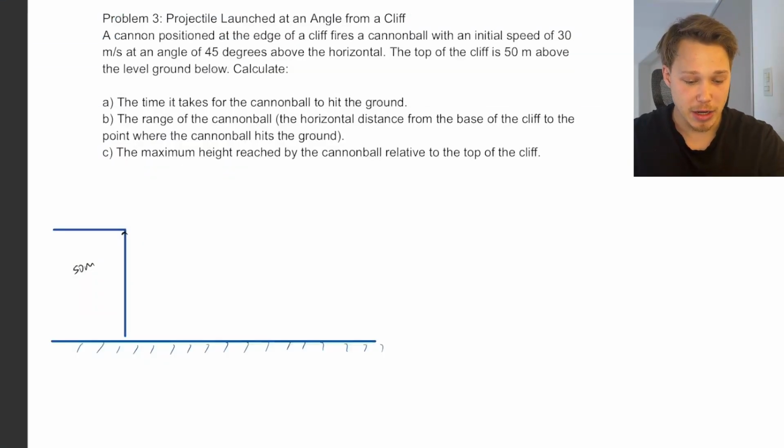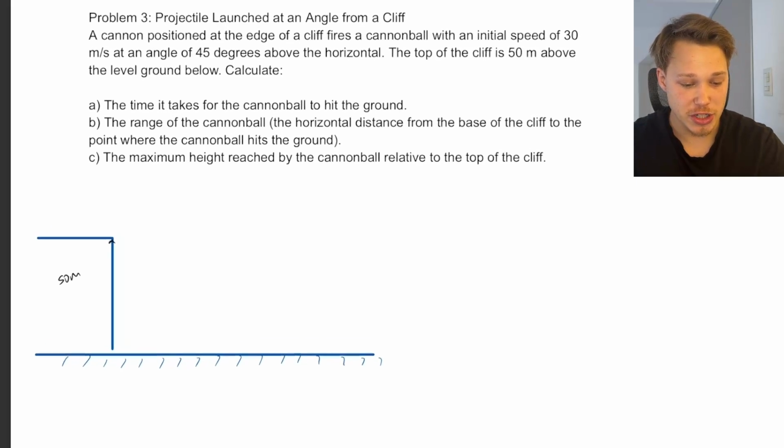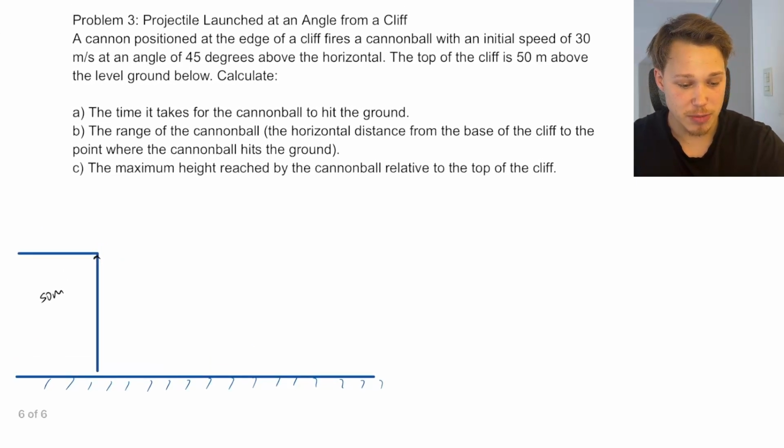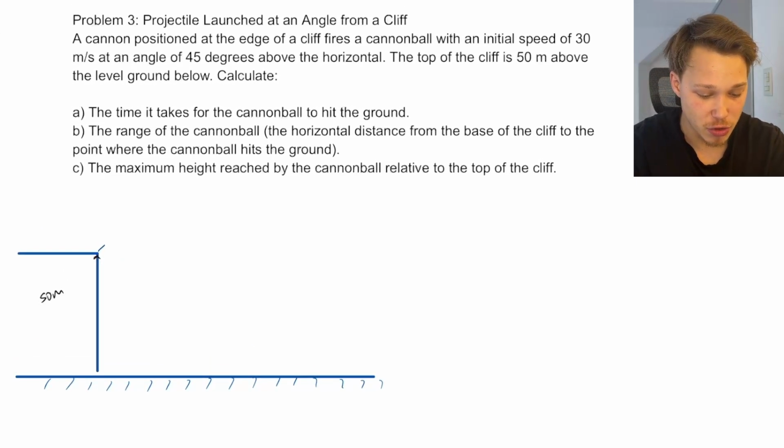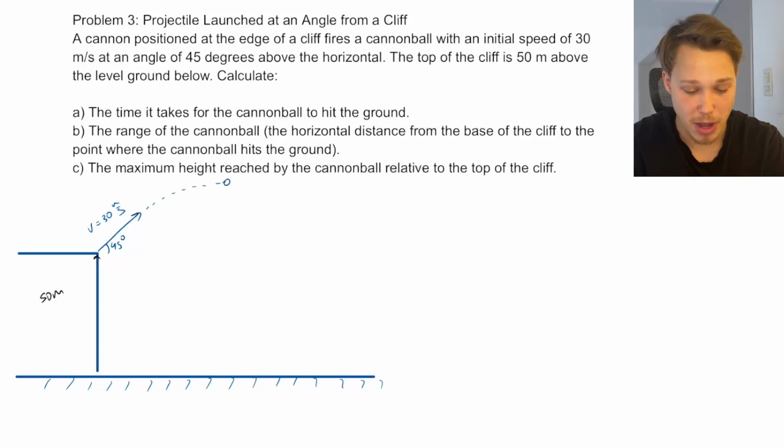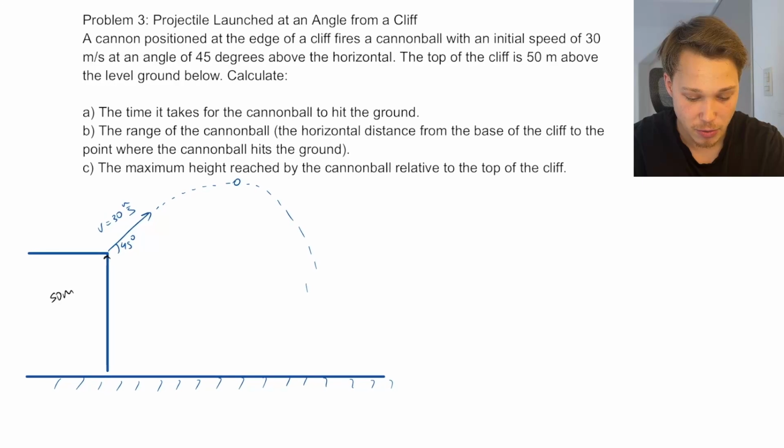So, a cannon positioned at the edge of a cliff fires a cannonball with an initial speed of 30 meters per second. So from the cliff right here, we have this velocity at an angle of 45 degrees. Then it goes like this. It reaches some maximum height until it goes back down.